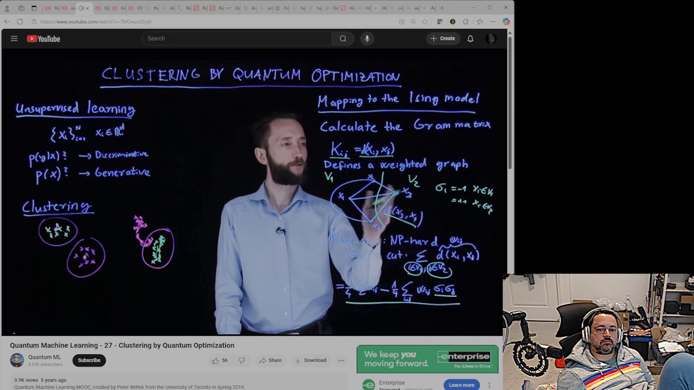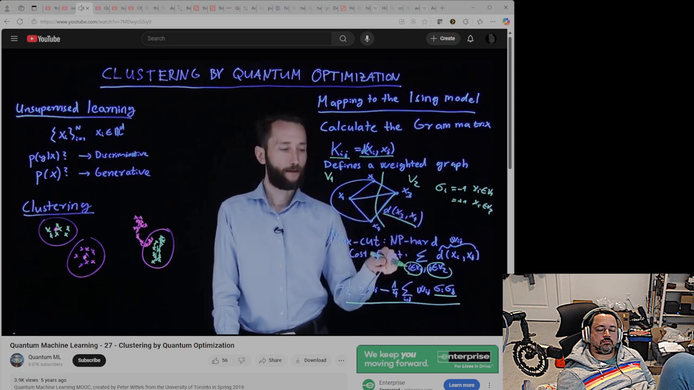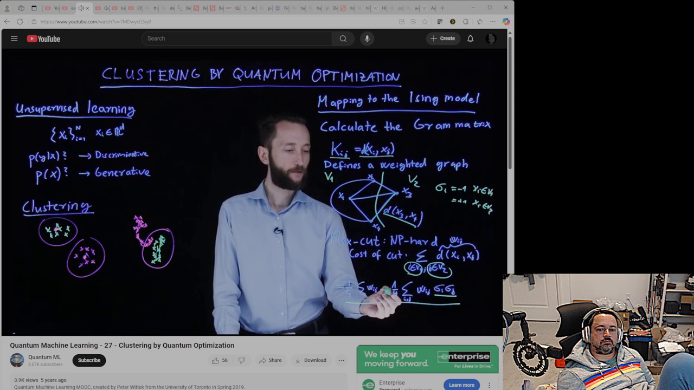So these two look equal in that sense. And if they belong to two separate sides, then they will have a negative value. So they will add, and it's a symmetric matrix. So overall, you have to normalize with 4. So this gives you the cost of the cut, and this is what you want to maximize.